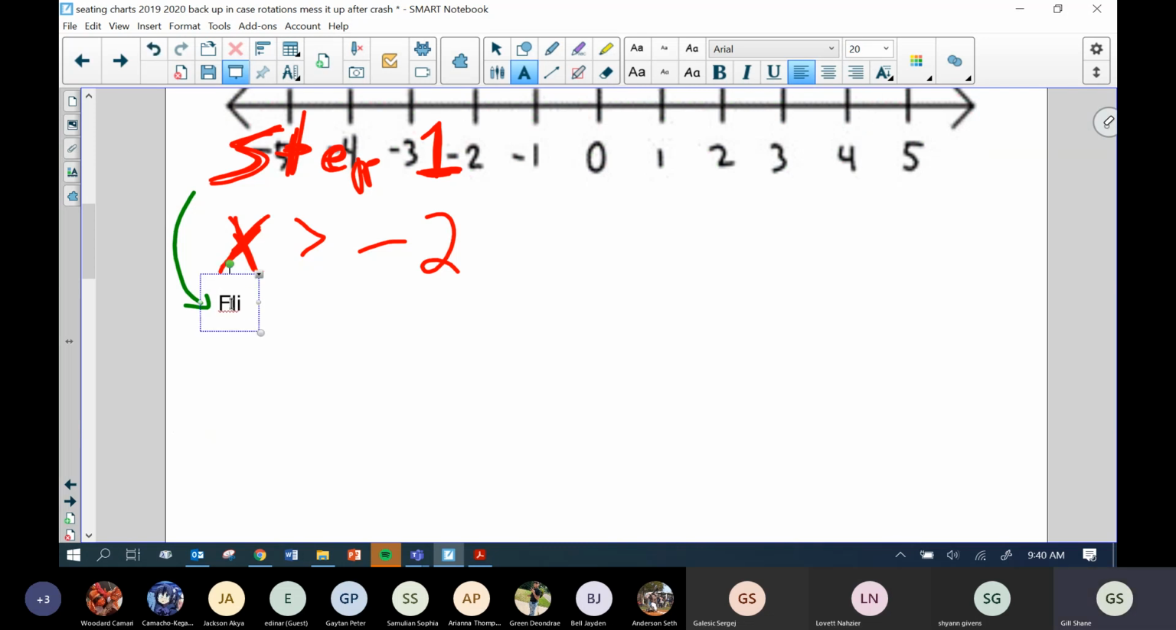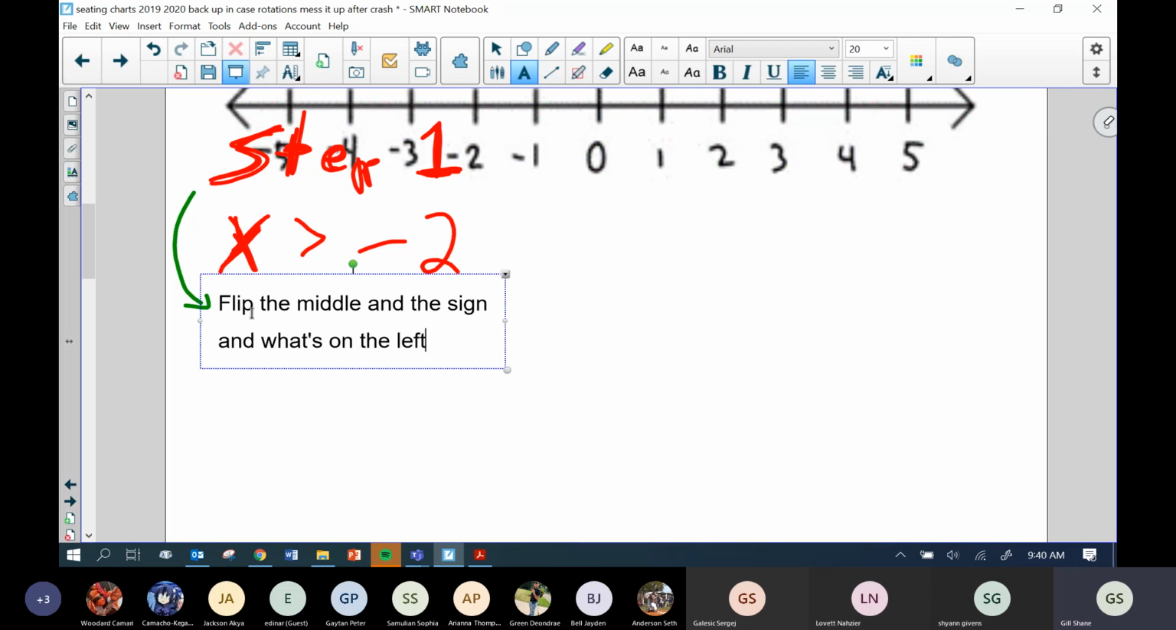So we're going to flip the middle and the sign and what's on the left. The reason I'm saying middle and the sign instead of just saying x and -2 is because it's not always going to be x that's in the middle. It's not always going to be a number that's on the far left. Most of the time it will be a number, but not always.